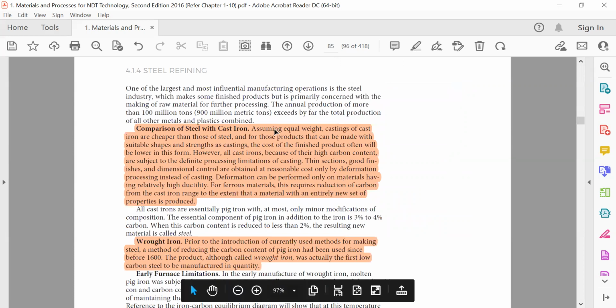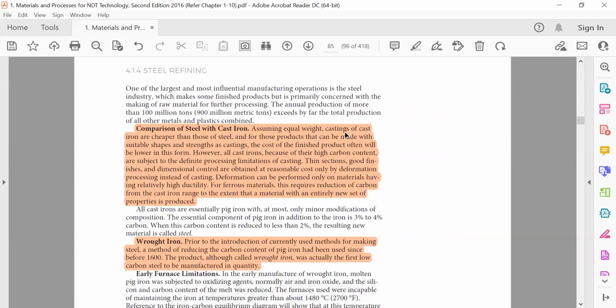Comparison of steel with cast iron. Castings of cast iron are cheaper cost-wise. Products can be made with suitably safe strength castings. The cost of the finished product is often lower in this form. However, all cast irons, because of their high carbon content, are subject to definite processing limitations of casting. They are used for compression purposes, not tensile purposes. Thin sections, good finishes, and dimensional control are obtained at reasonable cost only by deformation processing. Instead of casting, deformation can be performed only on materials having relatively high ductility.